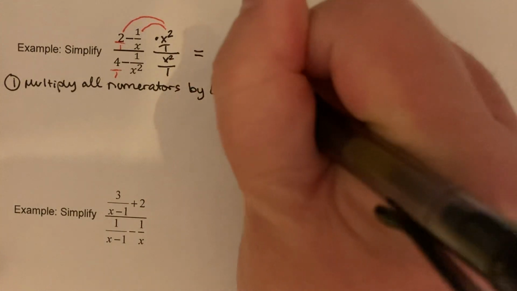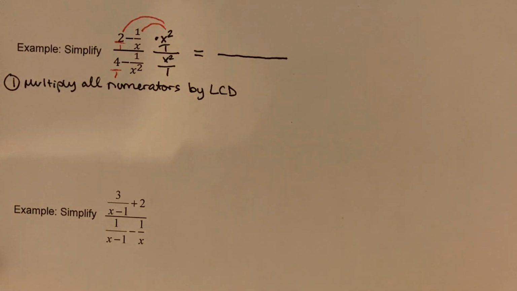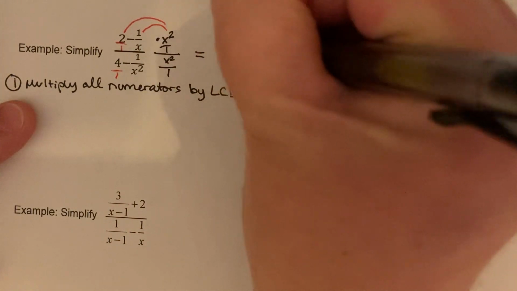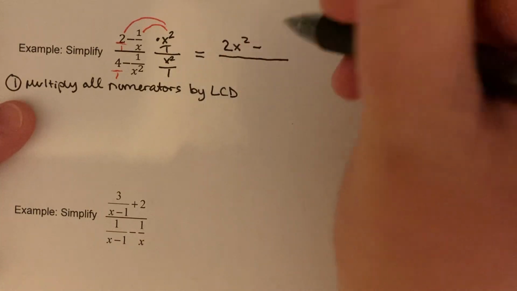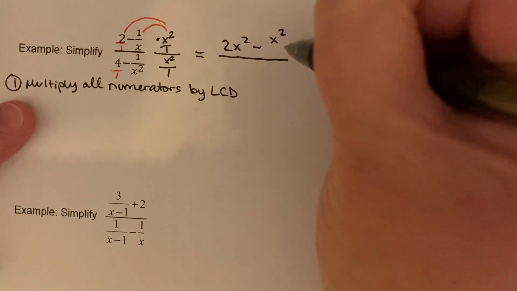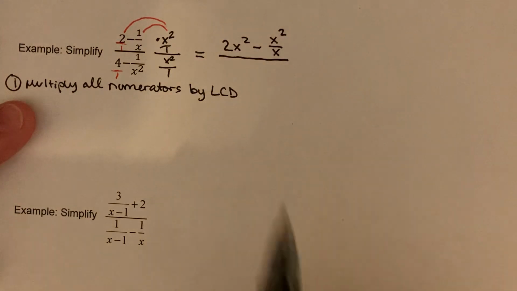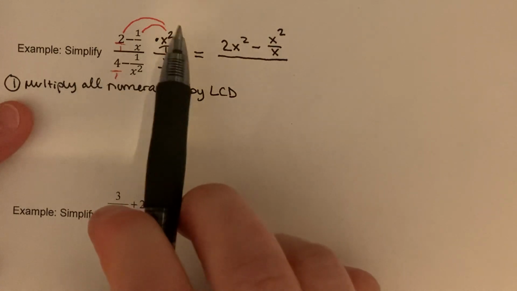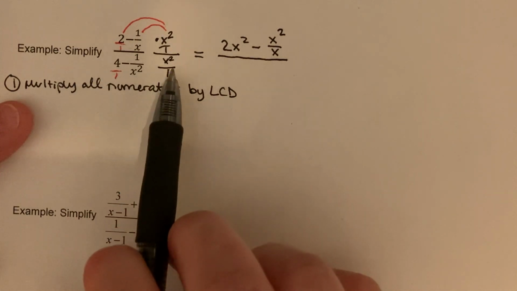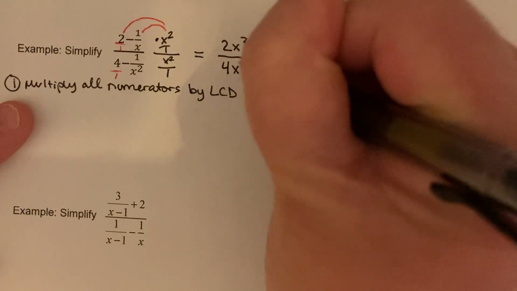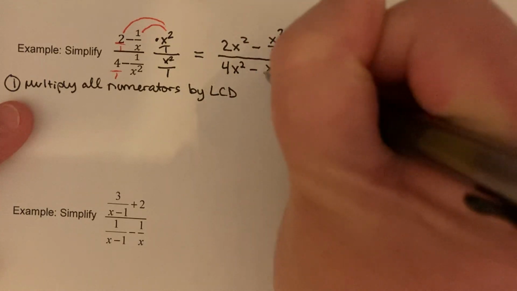So I'm gonna write this one out in detail, just so we get the idea that I'm multiplying the 2 by x squared, and the x squared by 1 over x, so that's gonna be x squared over x. All right, so I multiplied top of the fraction by x squared, top of the fraction by x squared. Same on the bottom, top of the fraction by x squared. So that's 4x squared minus x squared over x squared.